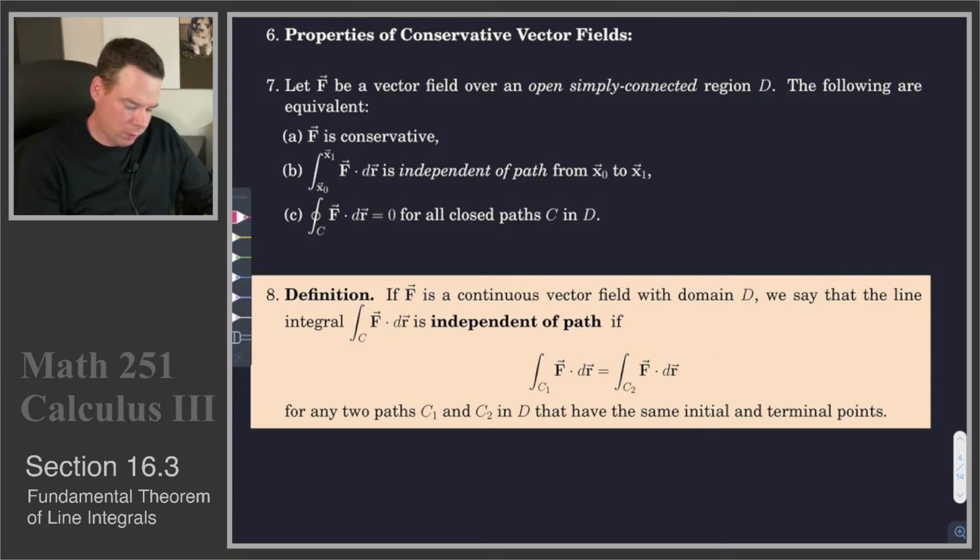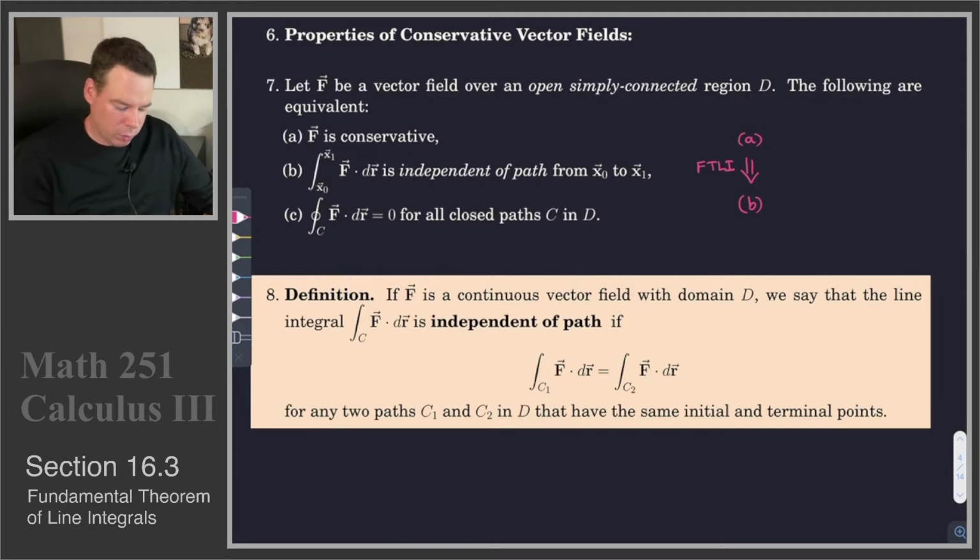So what we've already seen is that A implies B, so that if A is true, then we know B is true. The fundamental theorem of line integrals tells us that. But we're trying to show A, B, and C are all equivalent to each other.